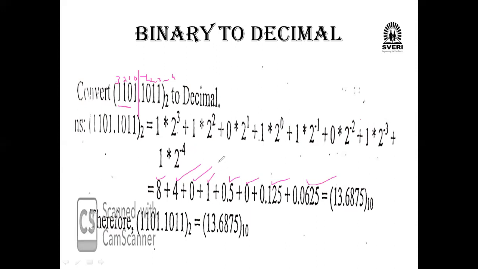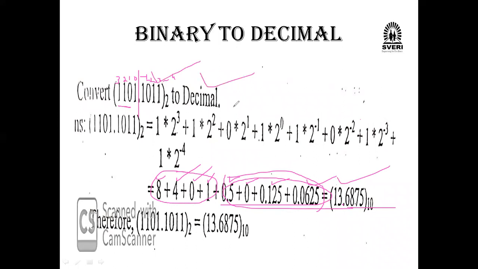So where is the part here now? We have to make two parts here now. This is the before point, and this is the after point here now. This term is after point here now. 8 plus 4, 12. 12 plus 1, 13. 13 we have to write here now. Next we have to give the point here and we add all these things. This will give the value here now. We have converted binary to the decimal here now.